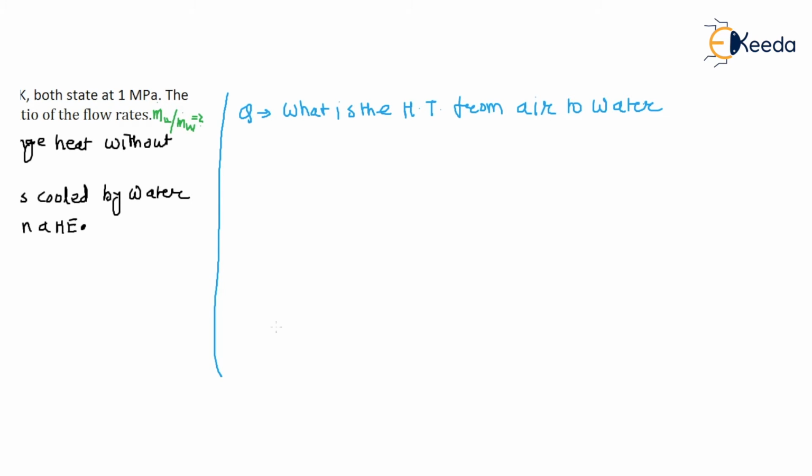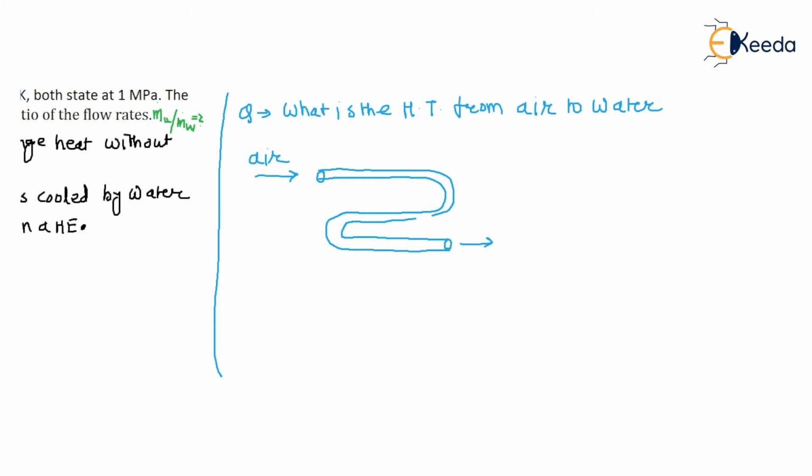Why? Because the air is to be cooled. Air is passing through this tube, in this there is air. If you take this as a control volume, not the heat exchanger, only the tube is taken as a control volume, so what is the heat given to water?